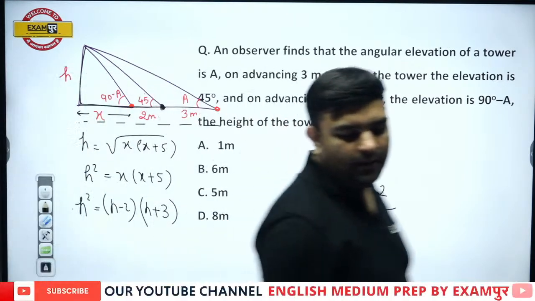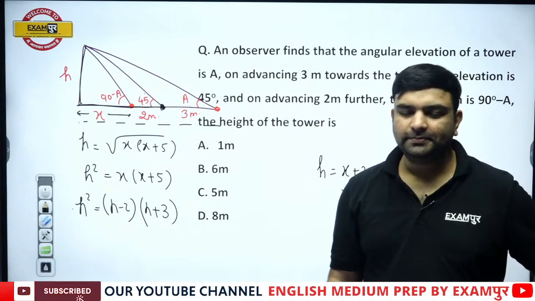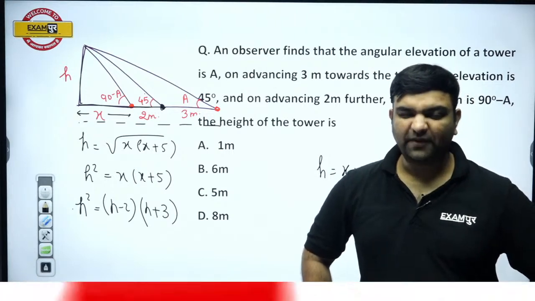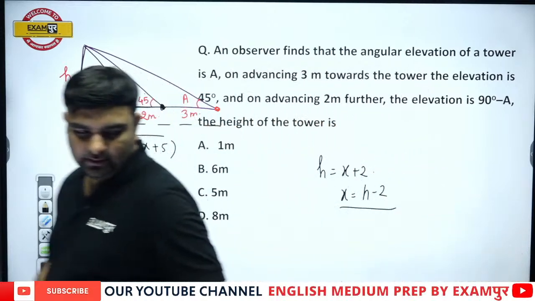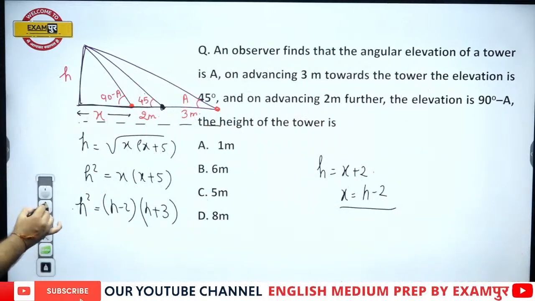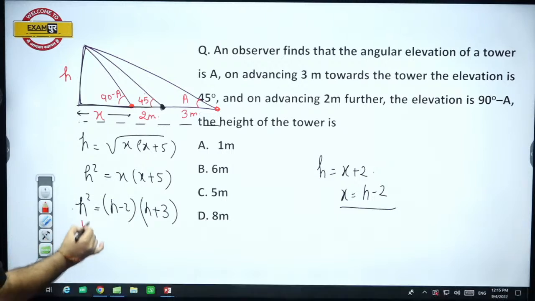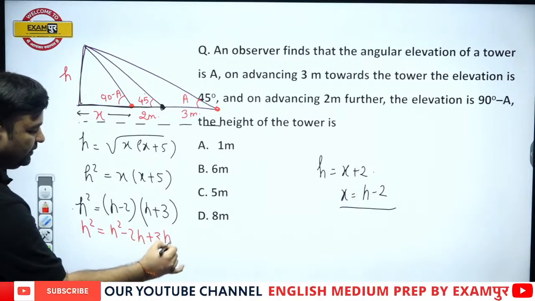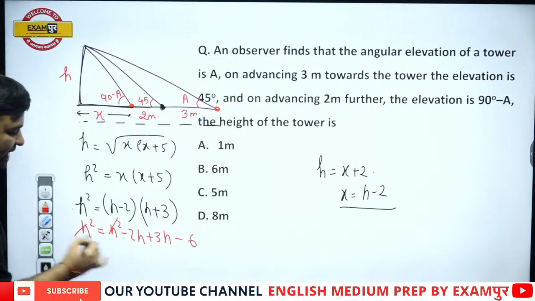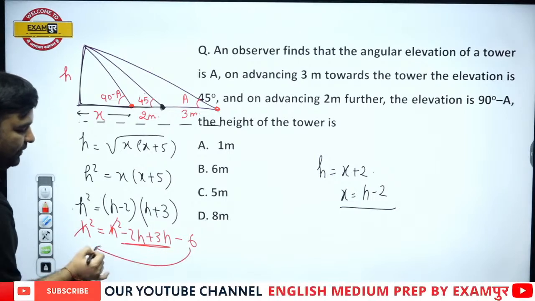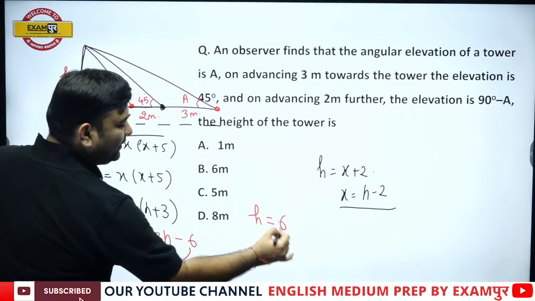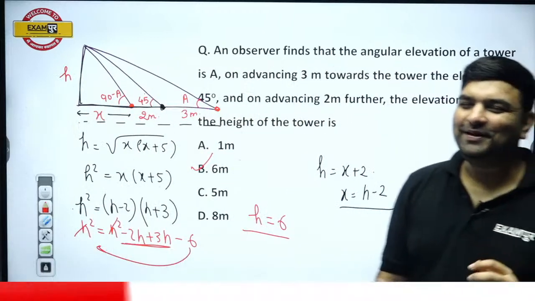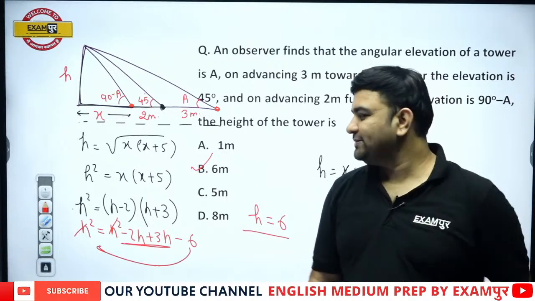So now h square is equal to h square minus 2h plus 3h minus 6. H square will get cancelled out. This is plus h, this will come here. Plus h is equal to 6. So what a beautiful question. Great question. Please do watch out once.